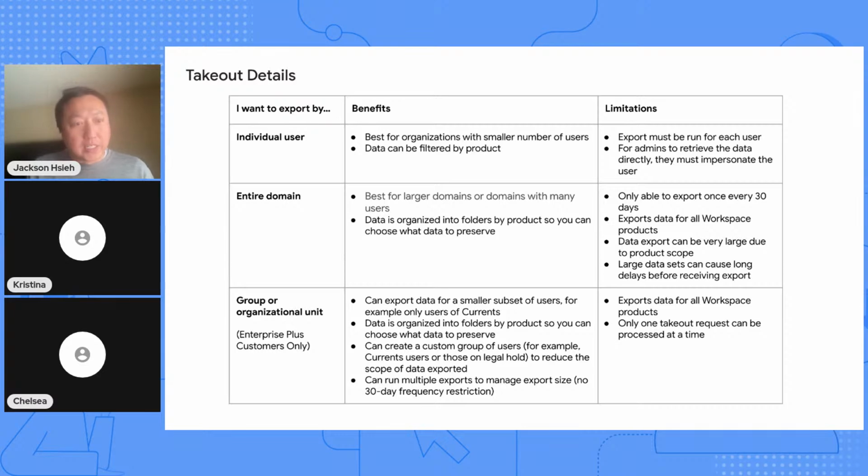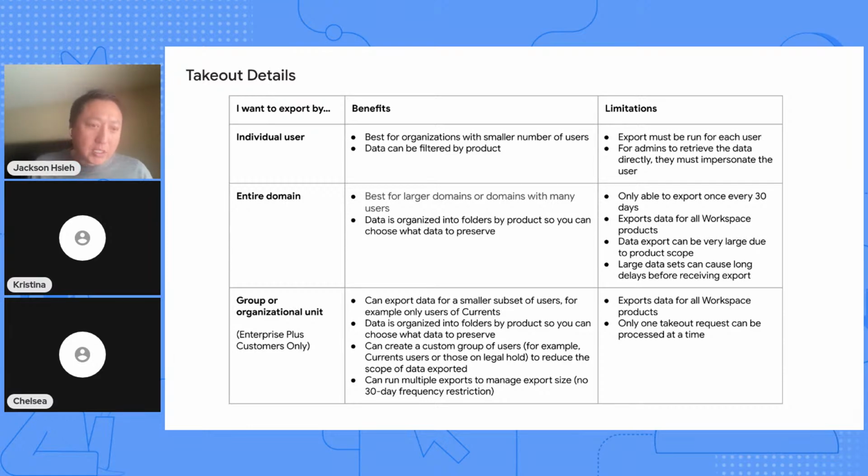Now, the second one is entire domain takeout. This is for large corporations where you have a lot of users. You can pull and take out all the data, export it, and then it's a large data set. But then you can slice and dice and filter it as you want.